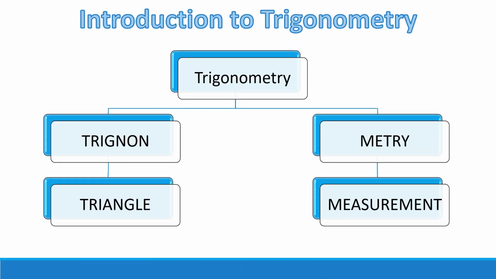So trigonometry is basically made up of two words. One is trigonon, another is metry. Trigonon is actually triangle, metry is measurement. So trigonometry can somewhat be called the measurement of a triangle. So this is what trigonometry is.